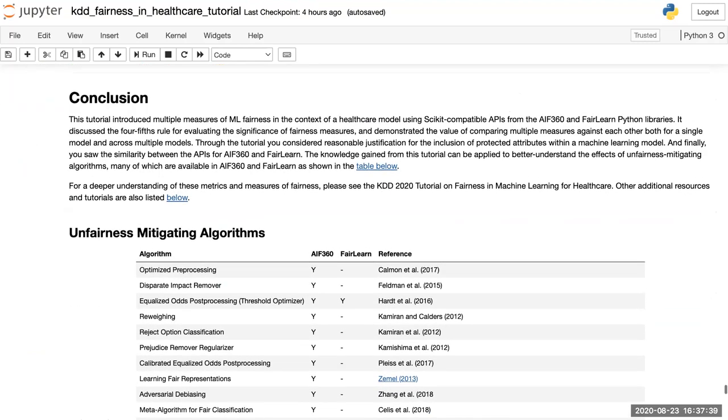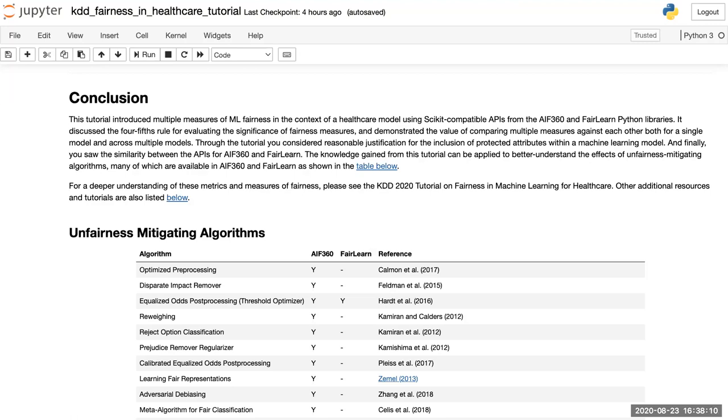Great, so, as you've seen, measuring fairness with AIF 360 and FairLearn is relatively straightforward. We discussed the 4/5 rule for evaluating significance of fairness measures and demonstrated the value of comparing multiple measures against each other, both for a single model and across multiple models. Through the tutorial, you considered reasonable justification for the inclusion of protected attributes within a machine learning model. And finally, you saw the similarity between the APIs for AIF 360 and FairLearn.